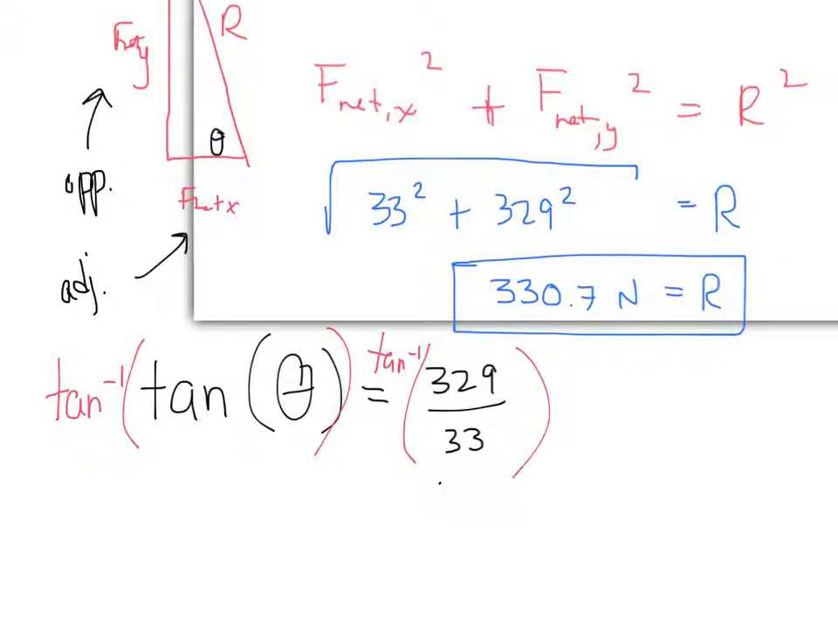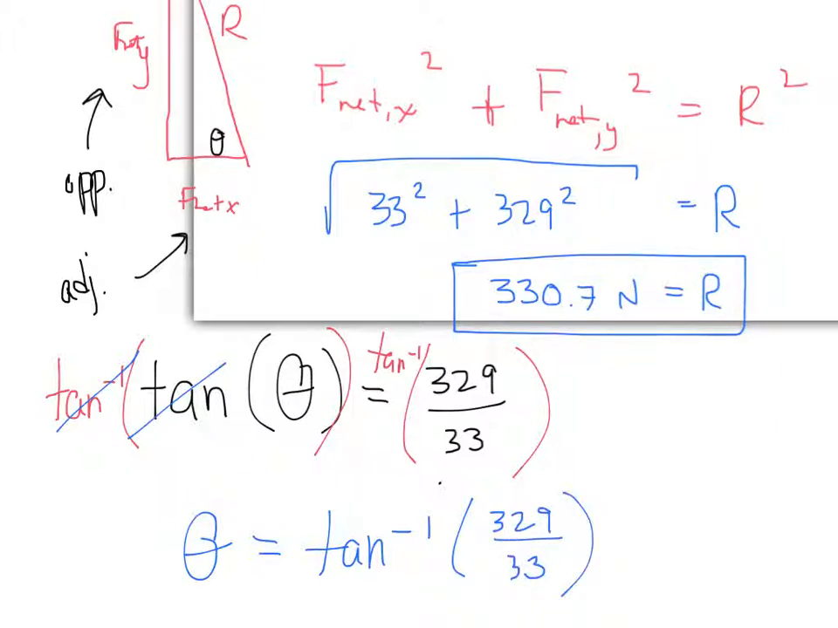Now, inverse of a function cancel each other out. They don't realistically cancel, but theoretically they do. So these kind of cancel, leaving behind theta over here. So whenever you're looking for an angle, instead of using the tangent function, you use the tangent inverse function.